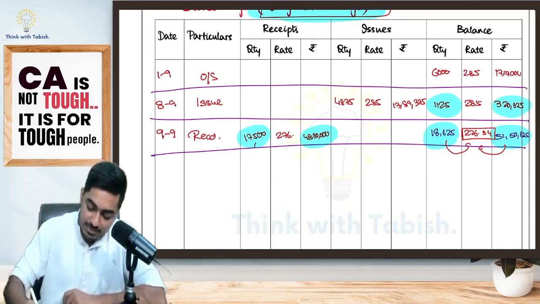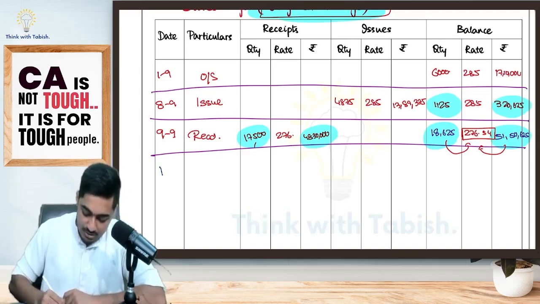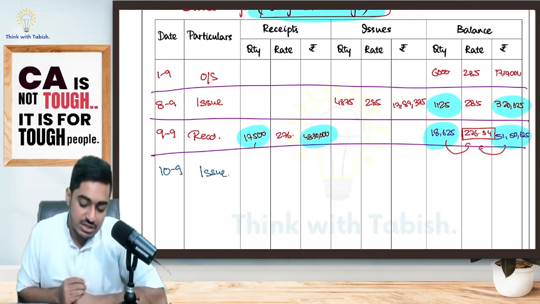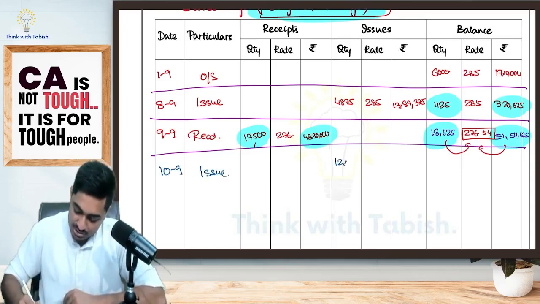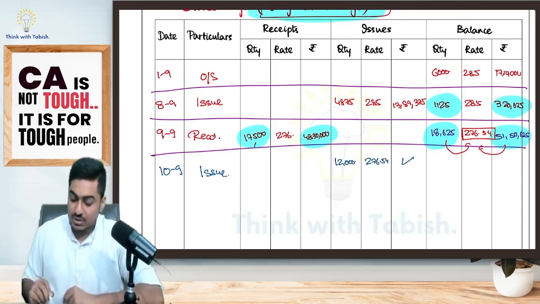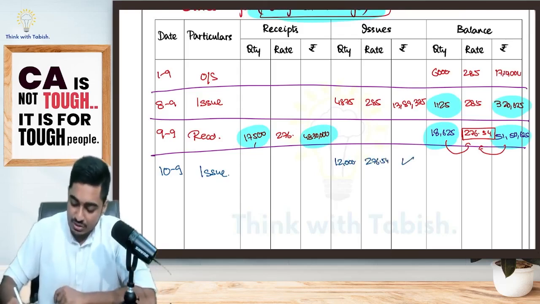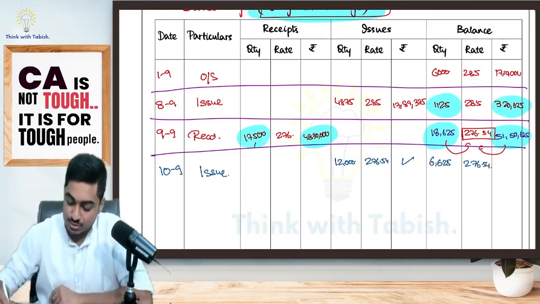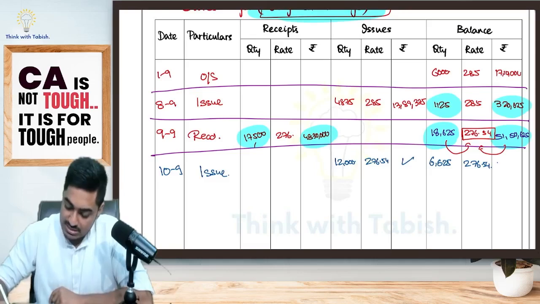After September 9th, what happened? Came September 10th. What happened on September 10th? We issued. How much quantity did I issue? I issued 12,000 units at the rate of 276.54. Calculate the value. That means how much balance is still there? In 18,625, 12,000 is gone. That means 6,625 is still there with me at the rate of 276.54. What is the balance, students? 6,625 into 276.54 is 18,32,145.